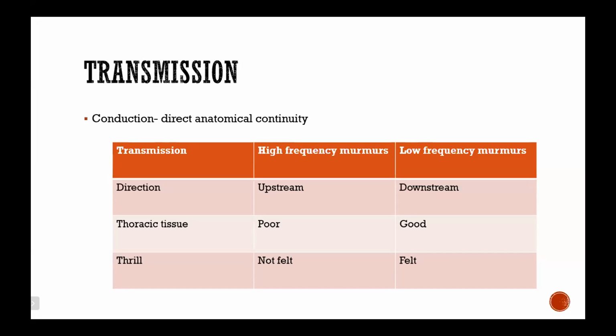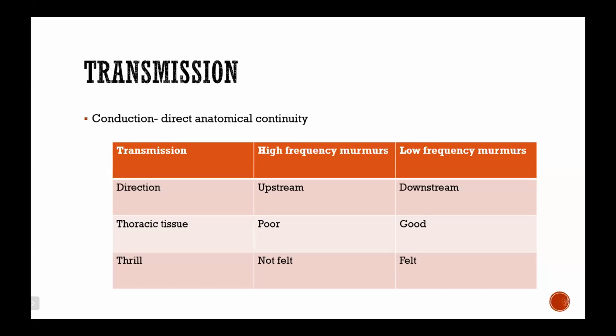For example, as I told you previously, in aortic stenosis, in Gallavardin's dissociation, you'll have two murmurs. You'll have a high frequency murmur and a low pitched musical murmur. This high frequency murmur, since it's high frequency, originates from the aorta and will be transmitted upstream. So it will transmit proximally, and that is why you'll be able to pick it up at the apex.